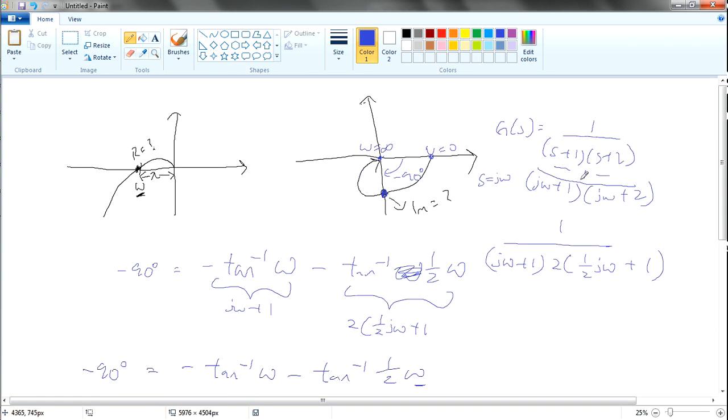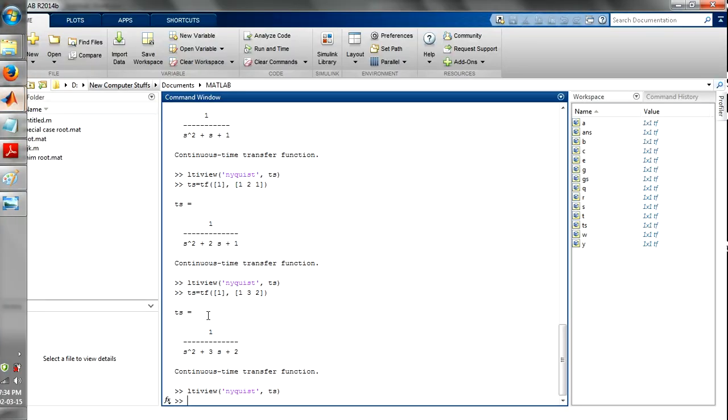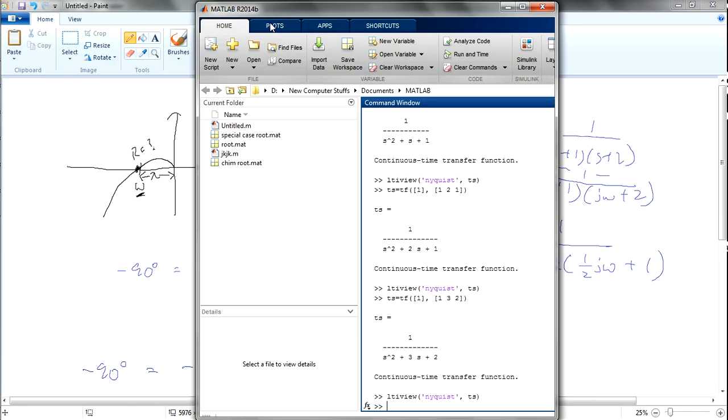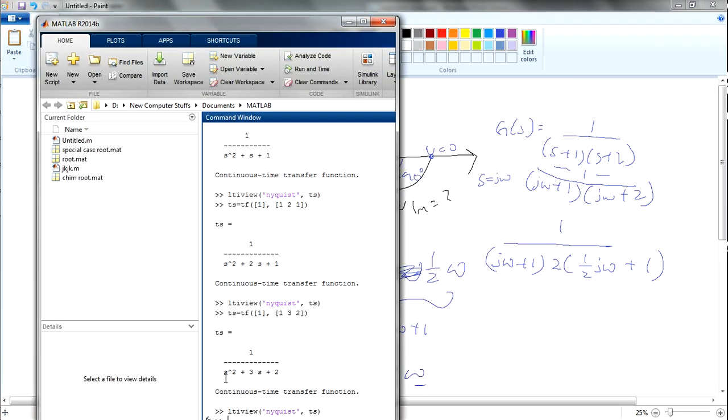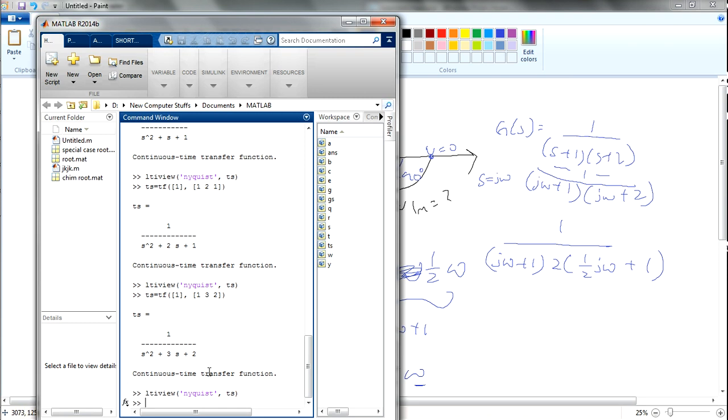If you were to check, if you use this transfer function and put it into our, this is exactly the one that I've shown you. I didn't cheat. This is s plus 1, s plus 2. It will be s squared plus 2s plus s plus 2, so s squared plus 3s plus 2.